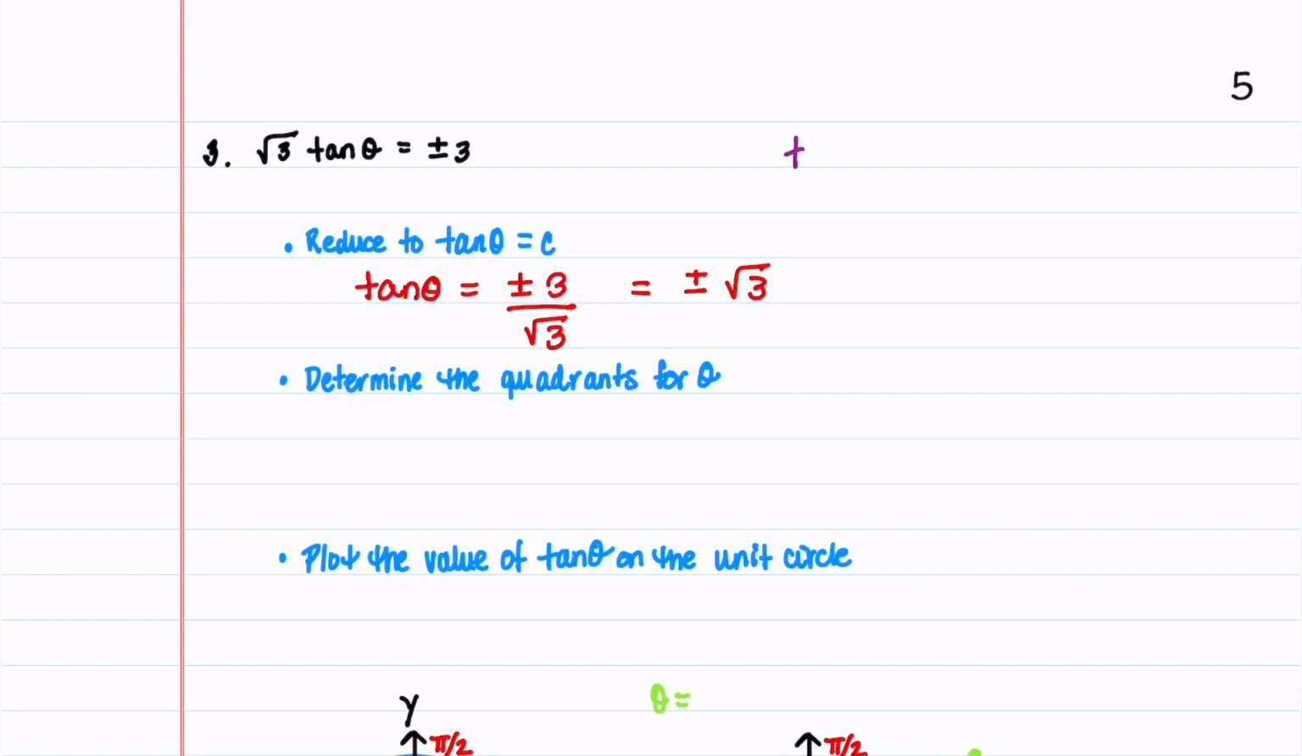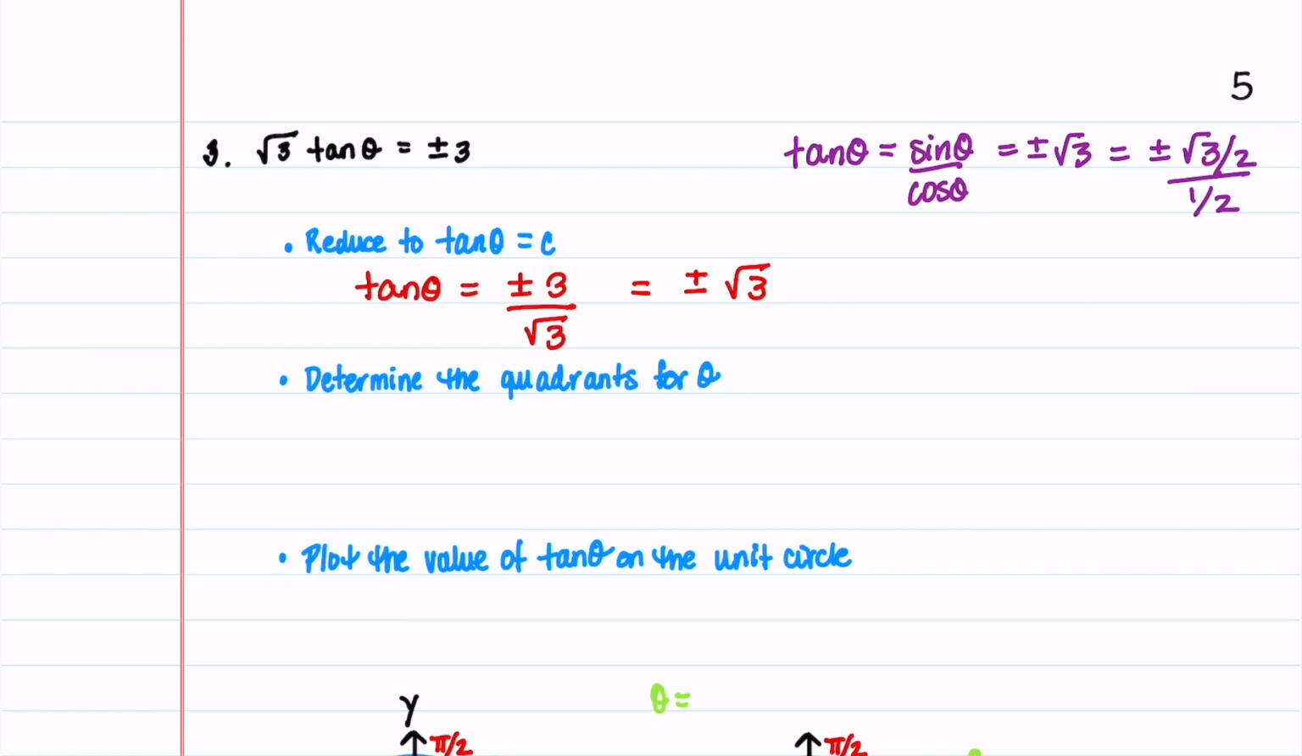Let's remind ourselves that tangent theta is equal to sine theta over cosine theta. And if this is equal to plus or minus root 3, we can think of this as plus or minus root 3 over 2 divided by 1/2. So we can see our reference angle is going to be where sine is equal to root 3 over 2 and cosine is equal to 1/2. And that's going to be for theta is equal to pi over 3.